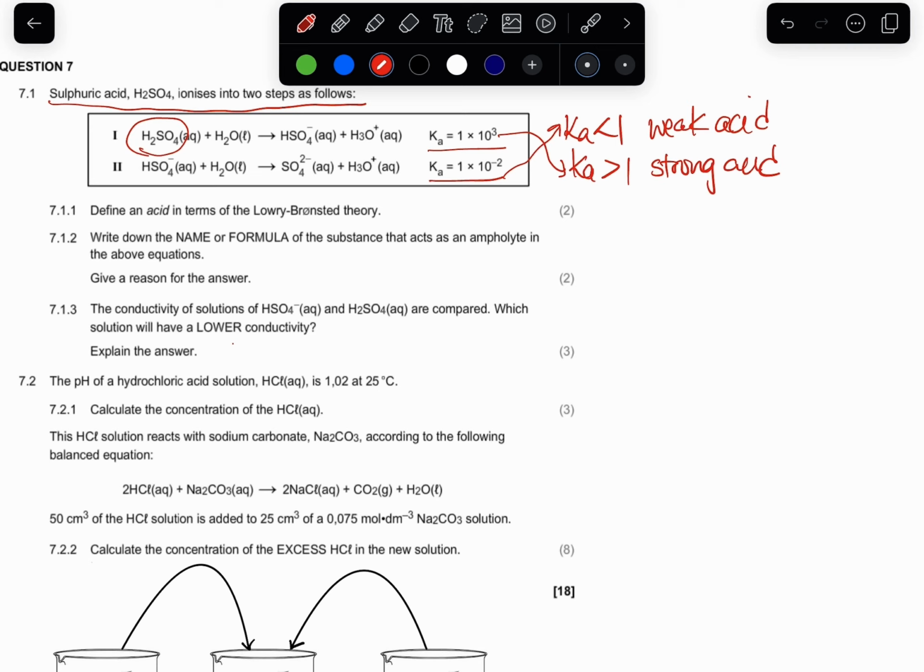Now let's answer 7.1. It says define the acid in terms of Lowry-Bronsted. According to Lowry-Bronsted, the acid is a what? Is a proton donor.